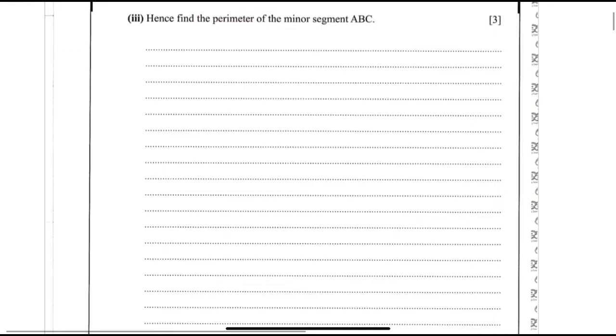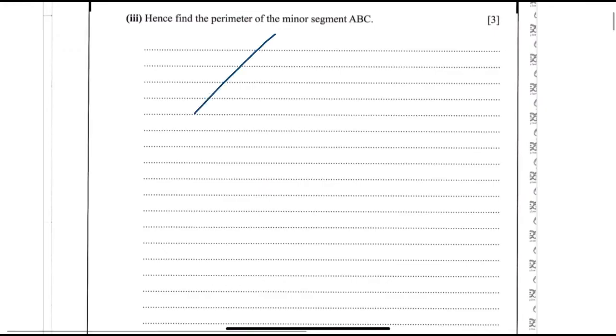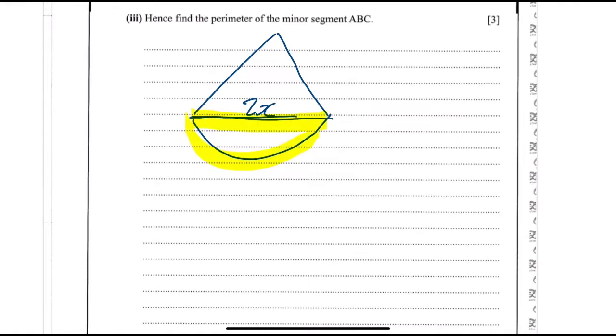Okay, next part says, hence find the perimeter of the minor segment. Let's look at our diagram again. We've now worked out what AB is. AB was our 2x, remember? And the minor segment is this wee bit, like if you imagine the top of an ice cream cone. So you've got the 2x, and this thing is what's called the arc length. I always call it L.